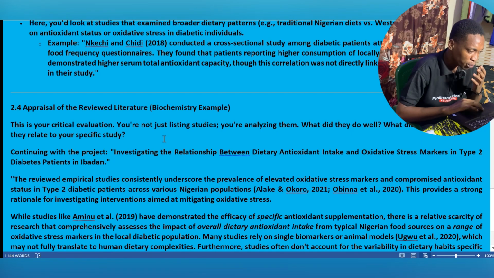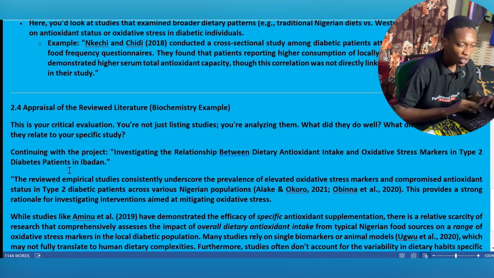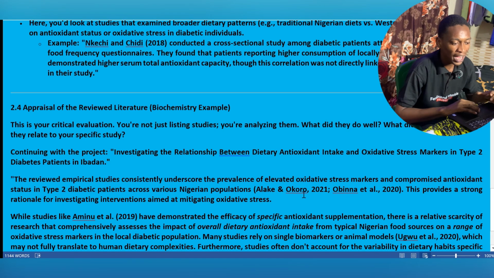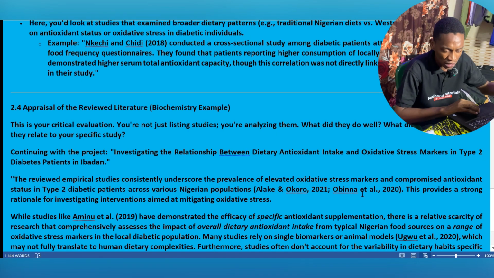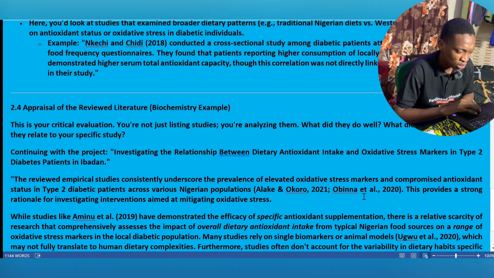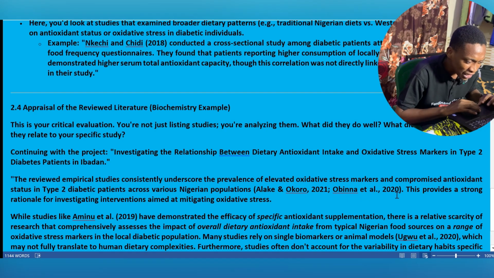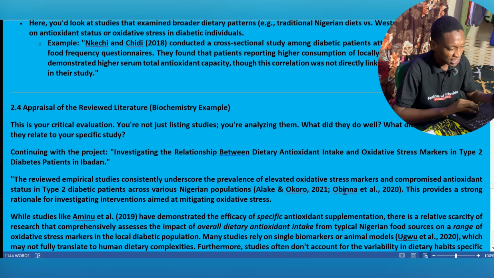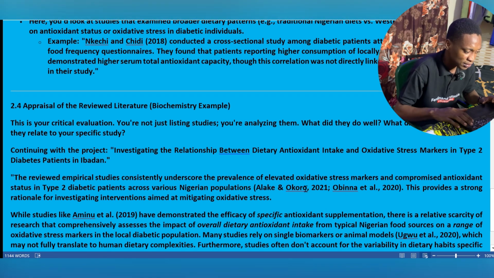Now, also using that specific project, the reviewed empirical studies consistently underscored the prevalence of elevated oxidative stress markers and compromised antioxidant status in type 2 diabetes patients across various Nigerian populations (Alake and Okoro, 2021; Obina et al., 2020; 2022). Obina et al. simply means Obina and maybe 3 or 4 or more other individuals. The years they published these articles were 2020 and 2022. That means these research articles are saying the same thing. Now, I will say that this provides a strong rationale for investigating interventions aimed at mitigating oxidative stress.